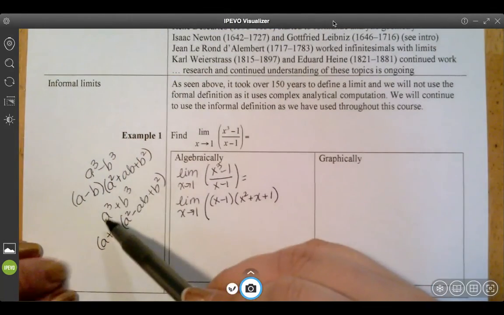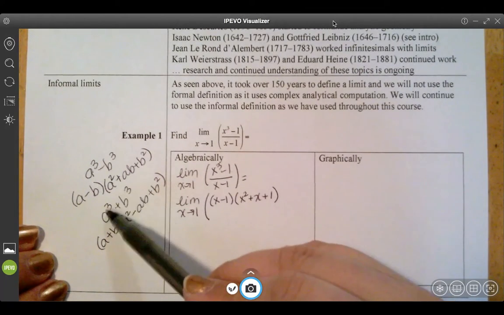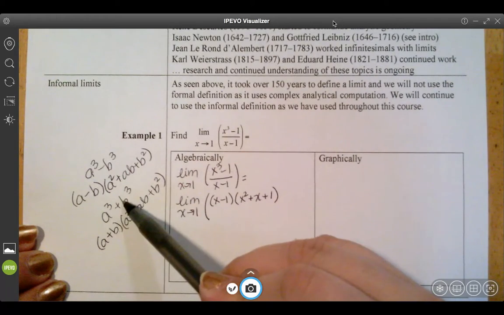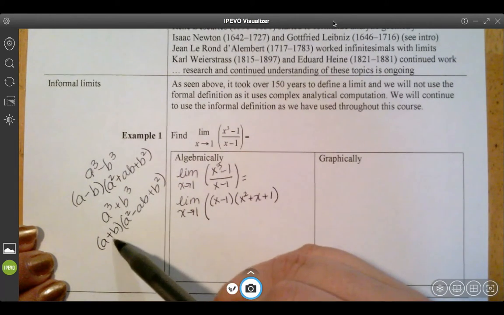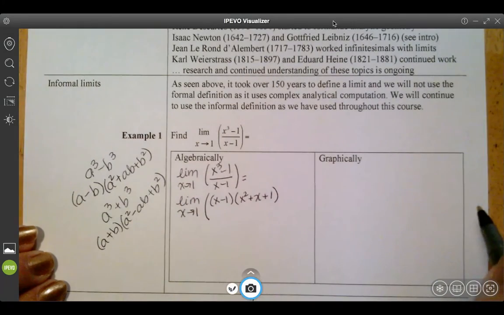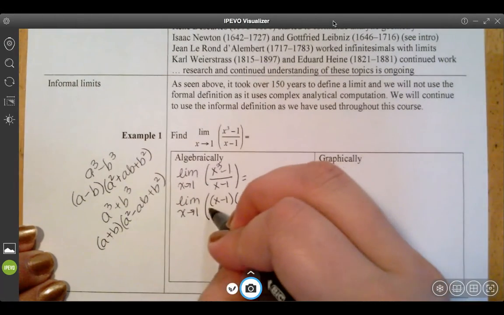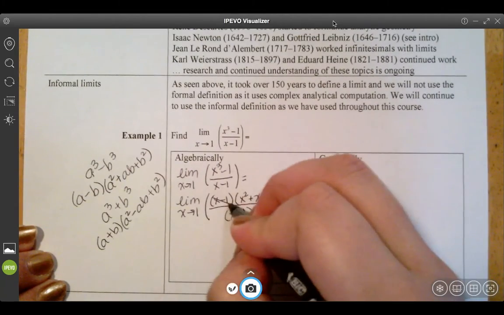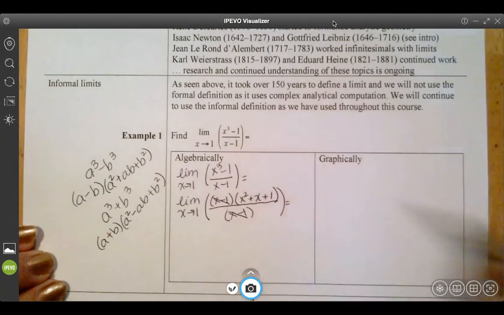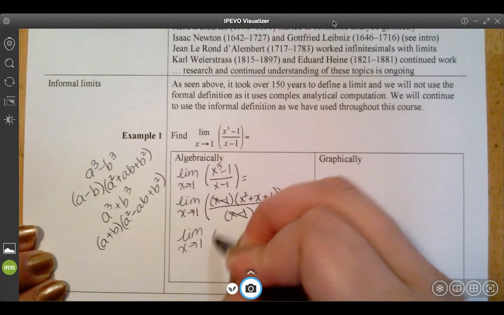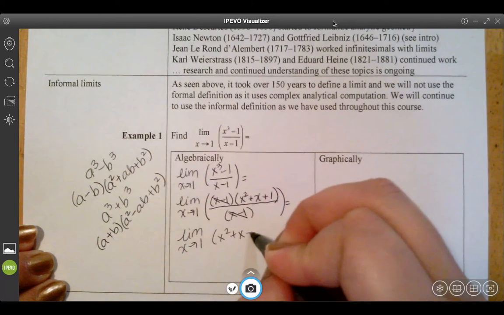So you can think about it as, what would it be without the cubes? A plus b, and then I take a times a, times b times b, but these two always have the opposite signs, and the last one is always positive. Divided by, denominator staying the same, x minus 1. Now we can eliminate that. And so we have the limit as x approaches 1 of x squared plus x plus 1.